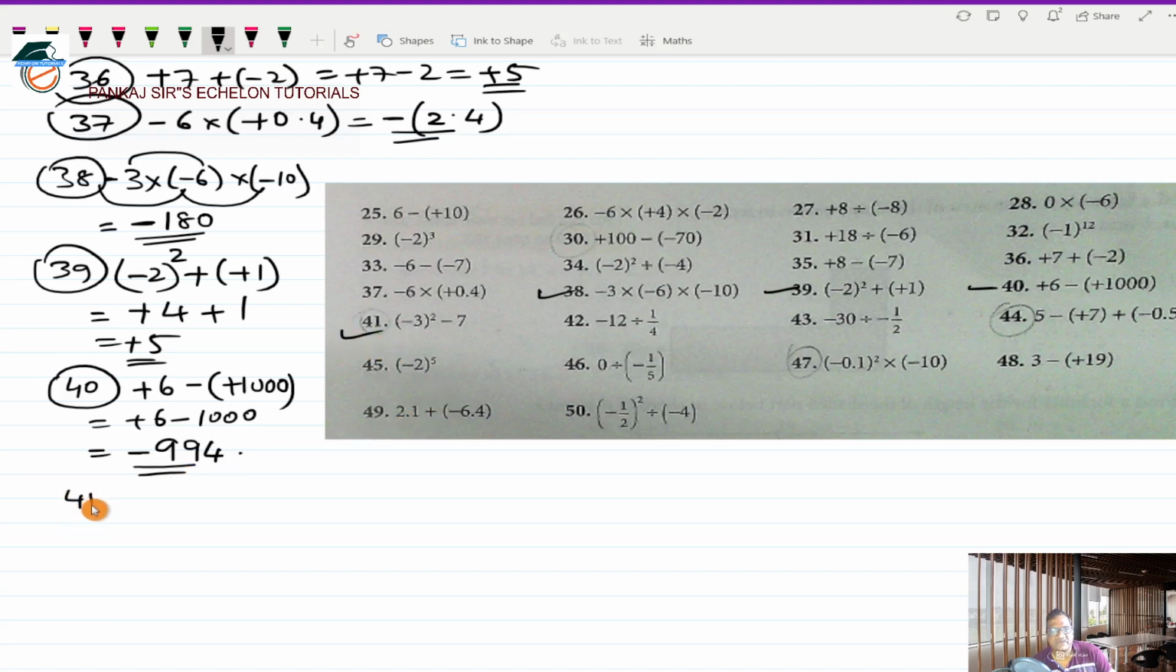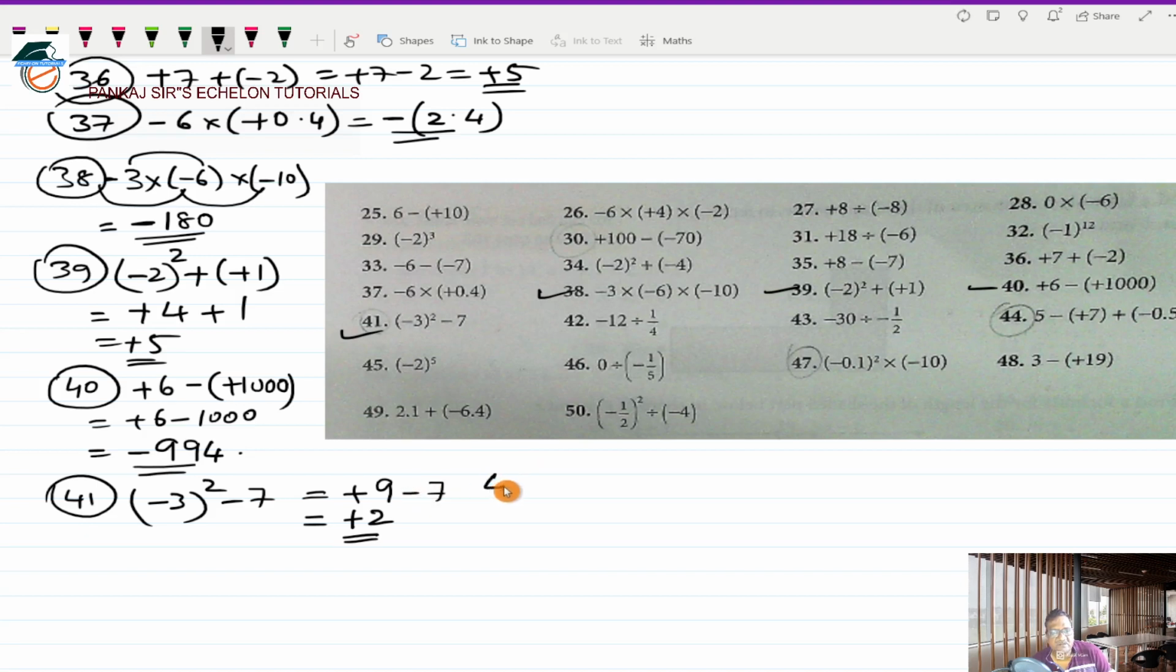41. 41 is minus 3 the whole square minus a 7. This should work out to minus square is plus, 3 square is 9, and then a minus 7. Now these are two directed numbers, again with the opposite sign, so I'll take the sign of the bigger number, that is plus, and I'll subtract the smaller number from the bigger number, which will give me 2. So plus 2 is the answer for 41.